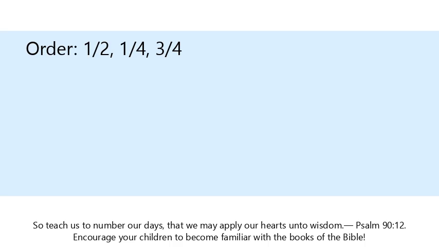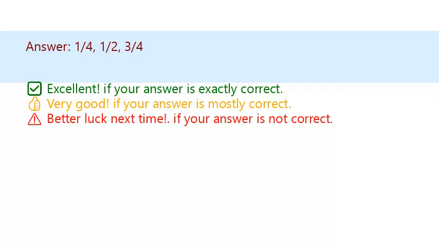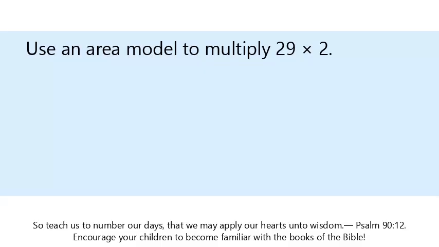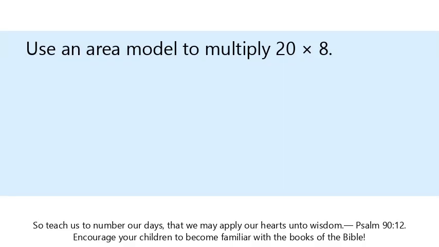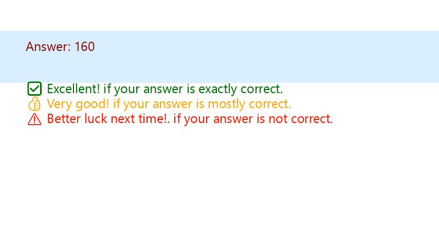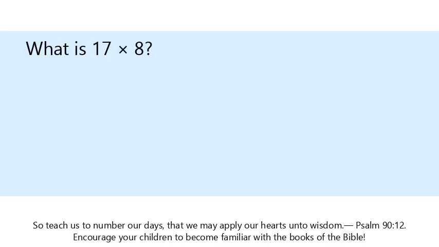Order, 1/2, 1/4, 3/4. Answer, 1/4, 1/2, 3/4. Use an area model to multiply 29 by 2. Answer, 58. Use an area model to multiply 20 by 8. Answer, 160.